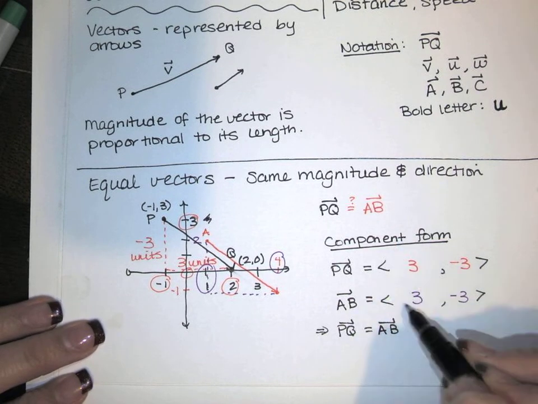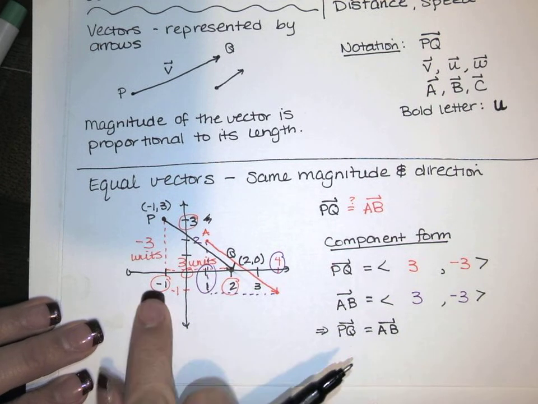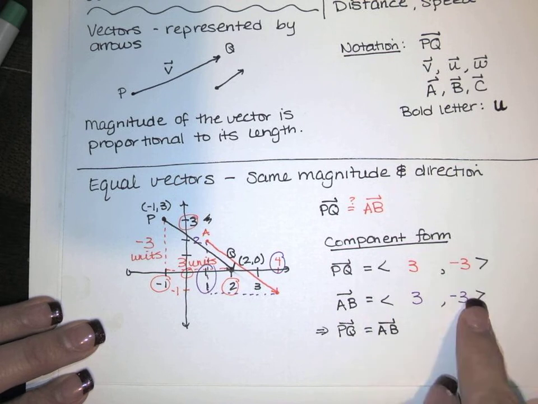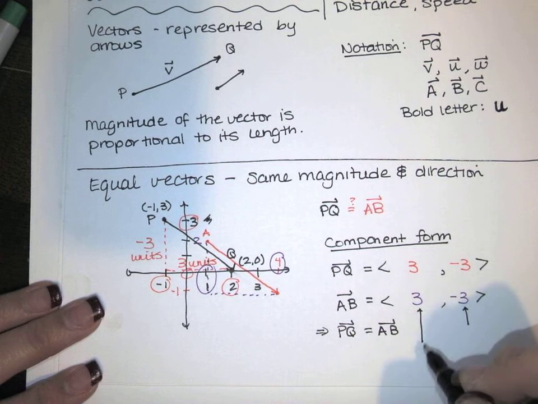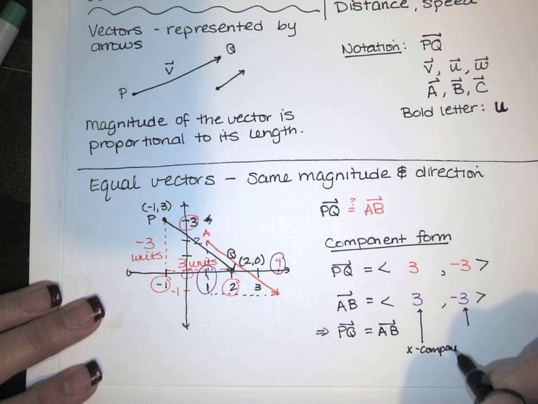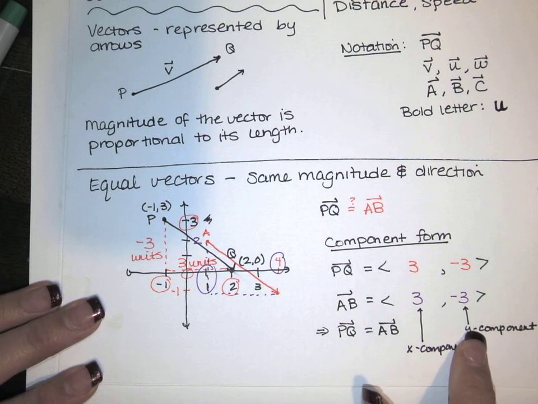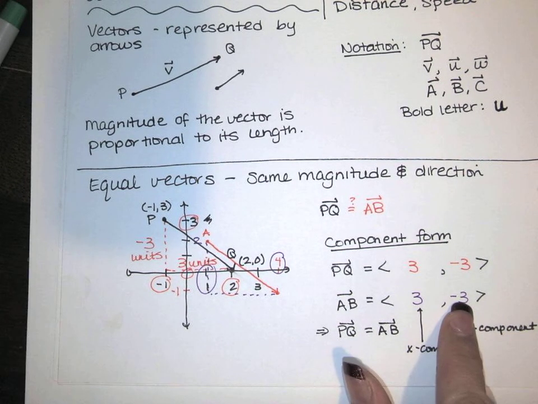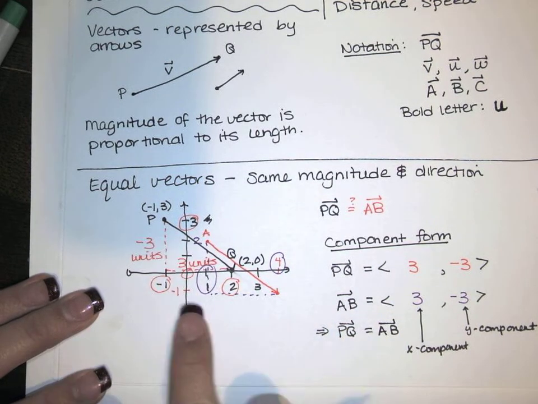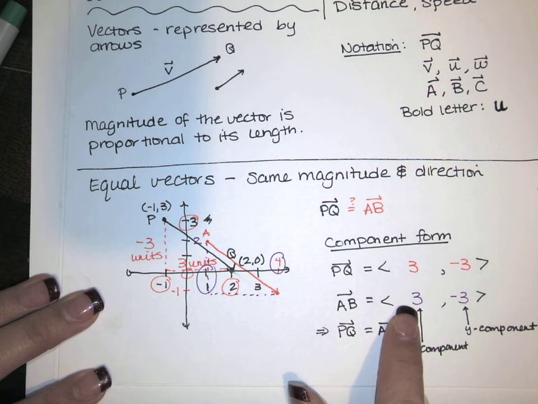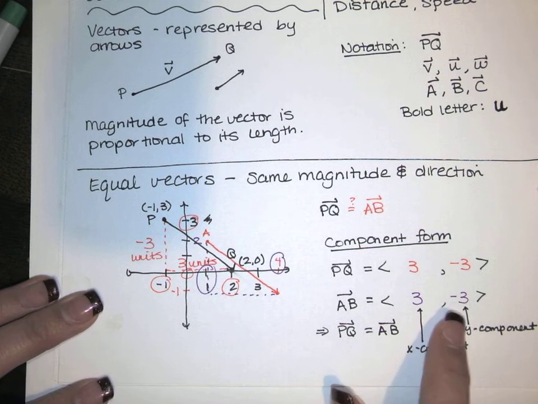Now this, remember, tells you how many units to go in the x direction. If it's positive, you go in the positive x direction. If it's negative, you go in the negative x direction. The second component in our component form is called the y component. So we've got an x component here and the y component here. This tells you how many units to go in the y direction, and because it's negative, it's telling you to go down. So if it was a +3, I'd go up 3. If it's a -3, I'd go down 3. This says go 3 units in the positive x direction. This says go 3 units in the negative y direction, so go down 3.